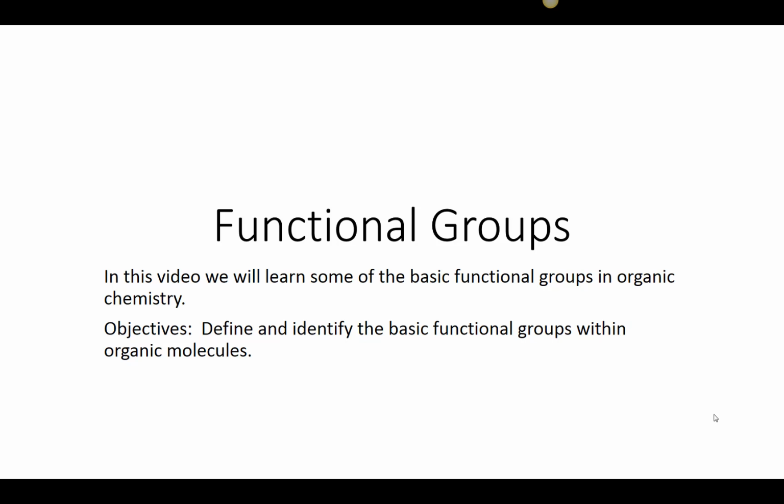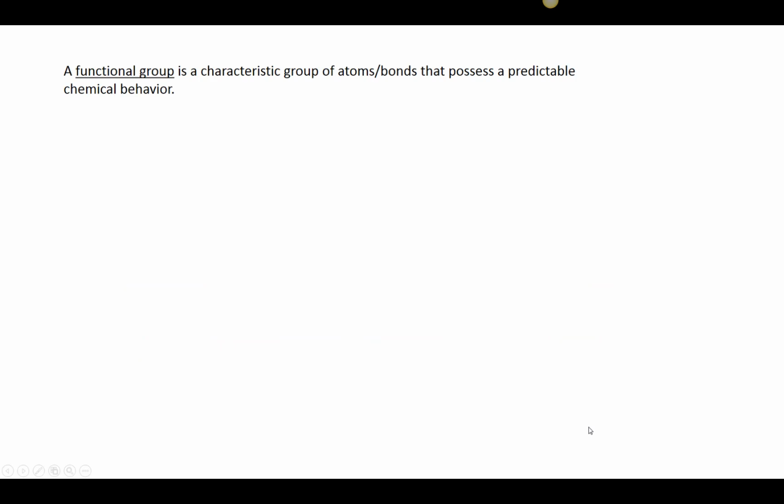In this video, we're going to learn some of the basic functional groups in organic chemistry. By the end of the video, you should be able to define and identify the basic functional groups within organic molecules. A functional group is a characteristic group of atoms or bonds that possess a predictable chemical behavior.